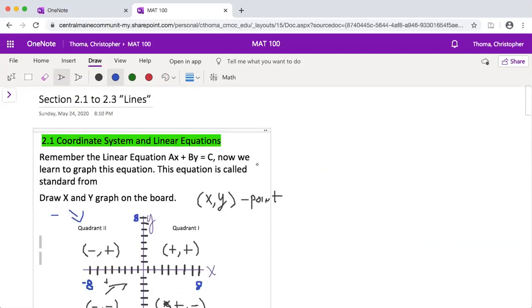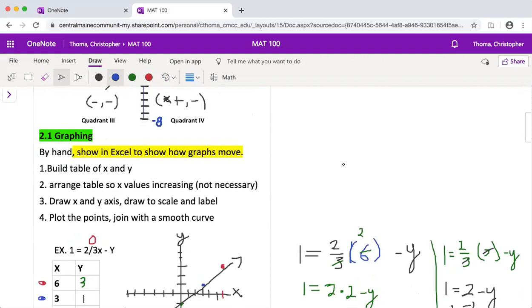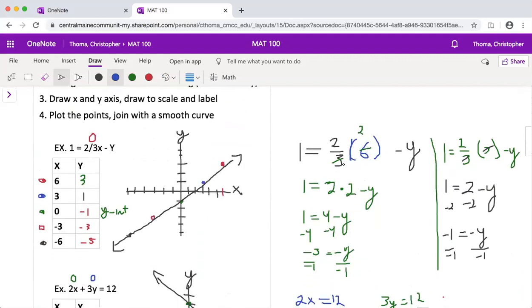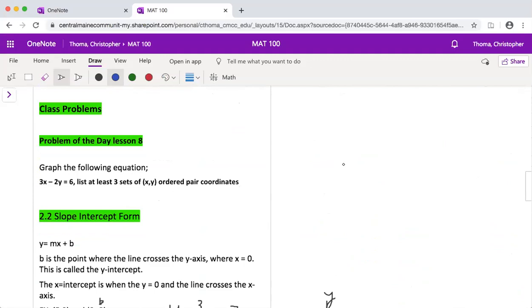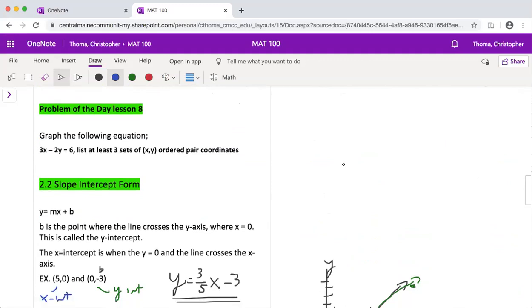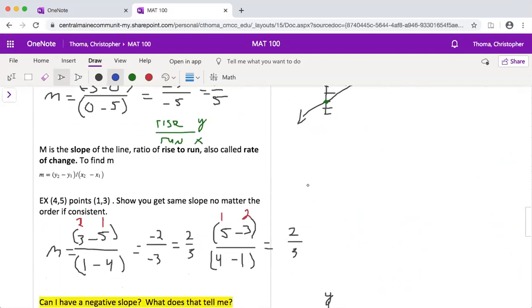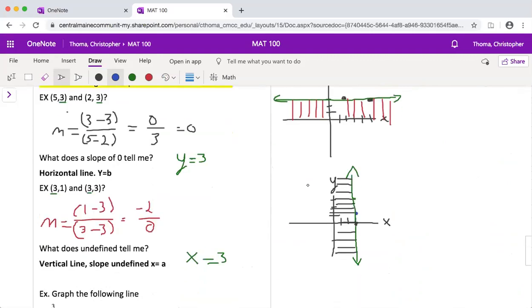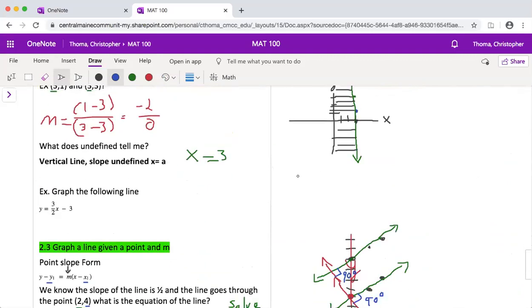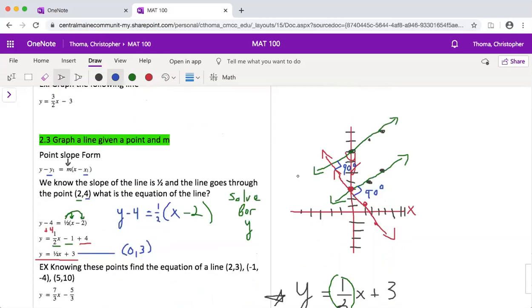So we talked about standard form, ax plus by equals c. We talked about the quadrants. We talked about how to build a table to graph in standard form. We talked about slope-intercept form, y equals mx plus b, where b is the y-intercept. We talked about the x-intercept. And we talked about how to find slope, y2 minus y1 over x2 minus x1. And then we talked about our last part of the line, our special cases when there's no slope. We talked about point-slope, y minus y1 equals m times (x minus x1). And then we talked parallel and perpendicular.